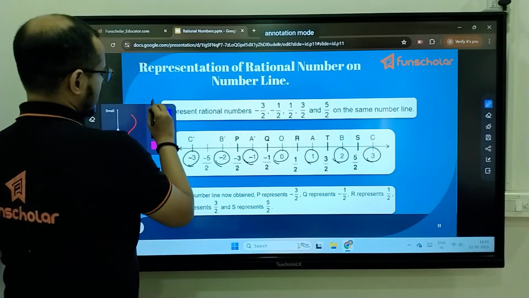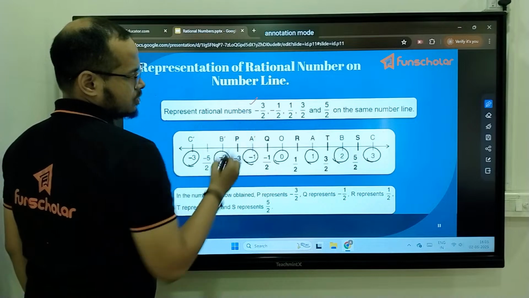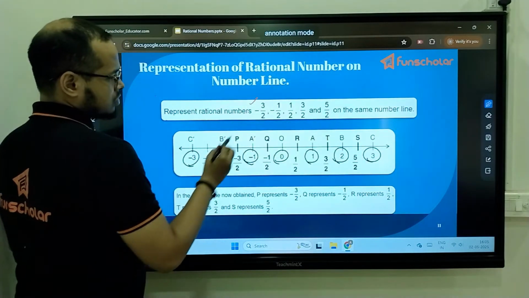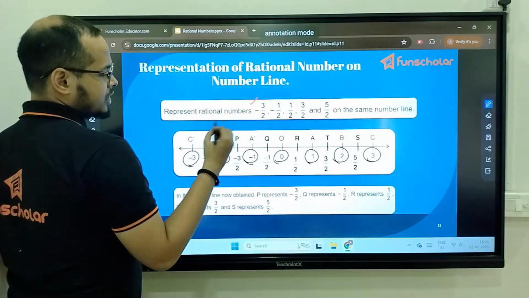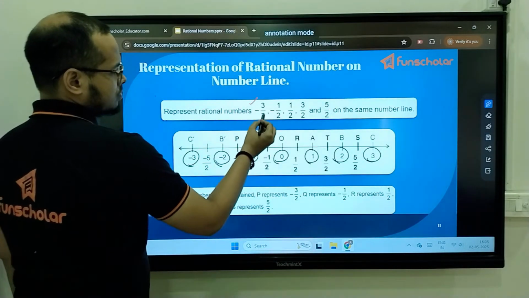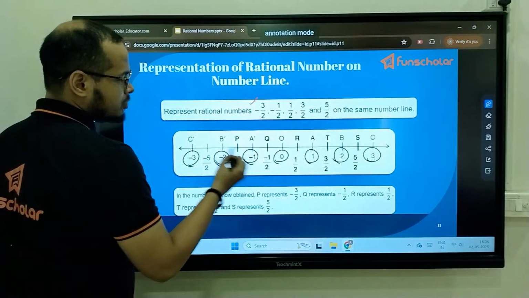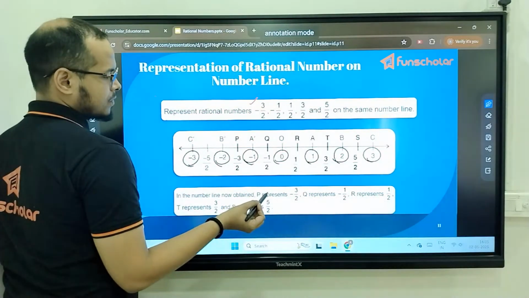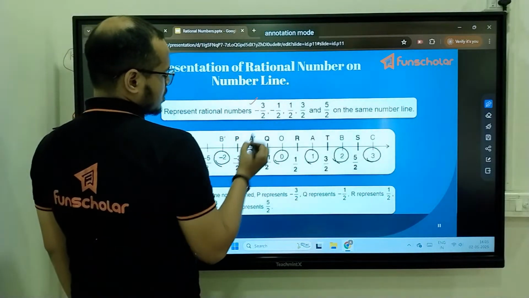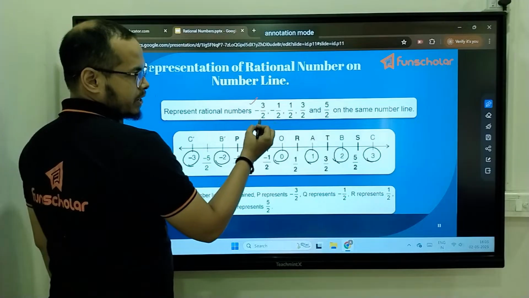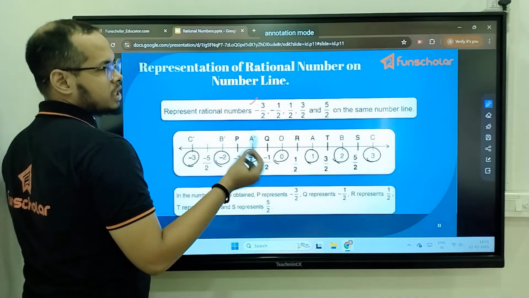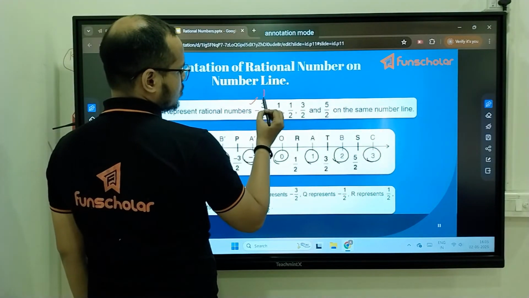Now what do we have to find out? Minus 3 by 2. It has a minus sign and 3 by 2 is present, right? So how do we understand between which two numbers it is? Let's understand how. See, 3 by 2, if we want to convert it into decimals, what are we getting?